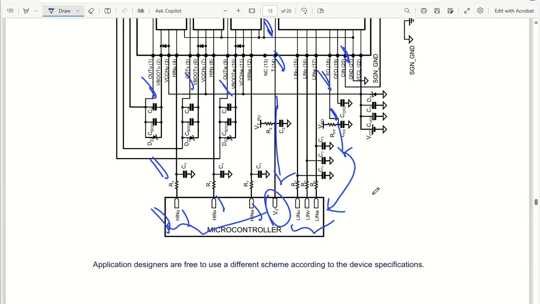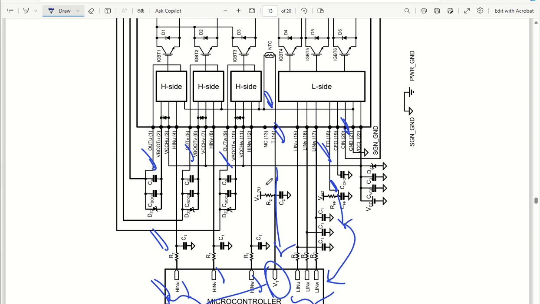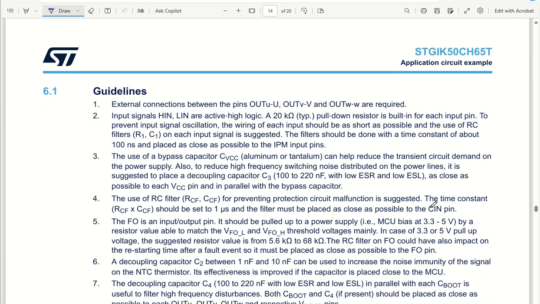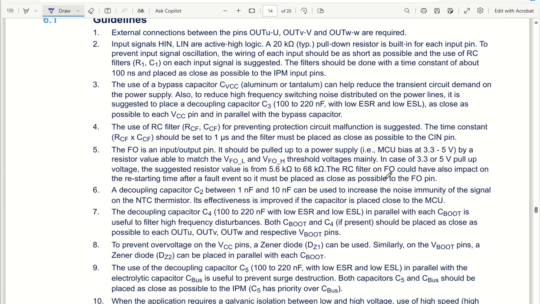So as we have understood the general application circuit, which is very minimal, we will be giving you the application circuit for one of the air conditioner designs, or a motor driver design for water pumps, that will be easy for you to understand how IPM actually works. However, we will move to the general guidelines that are given by the datasheet itself.